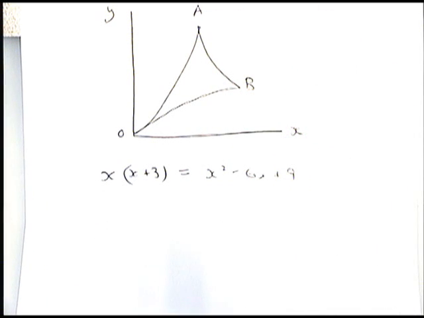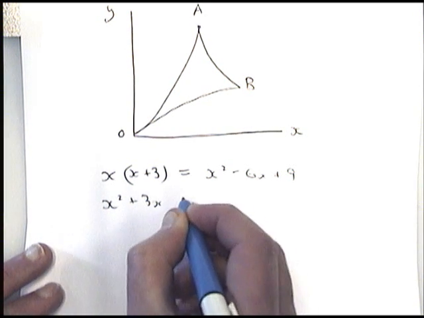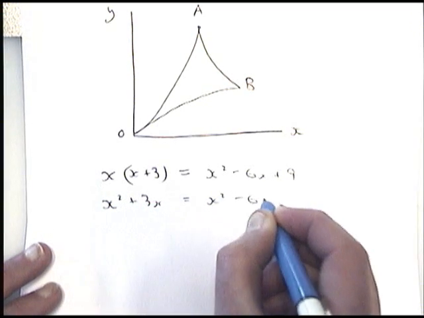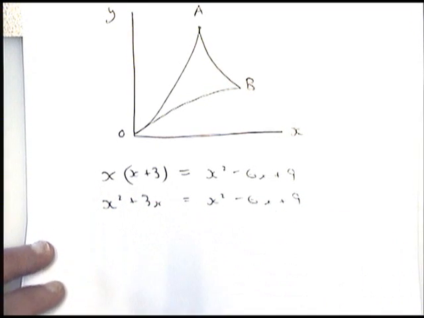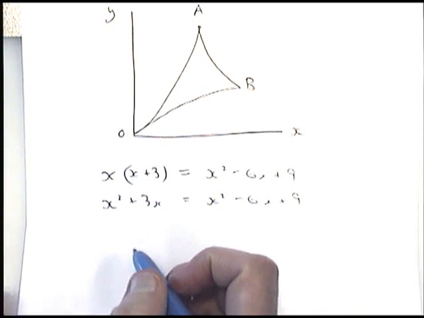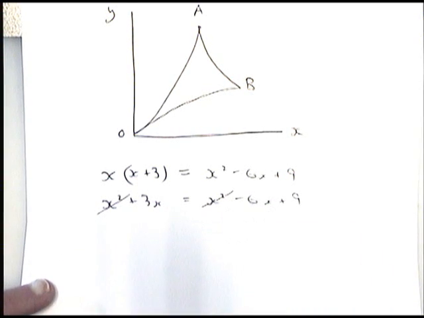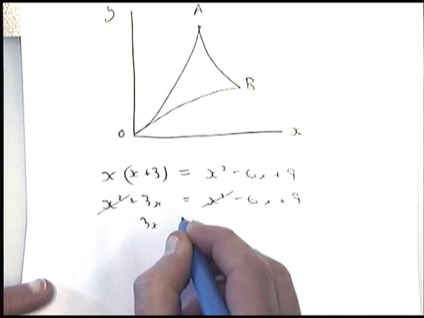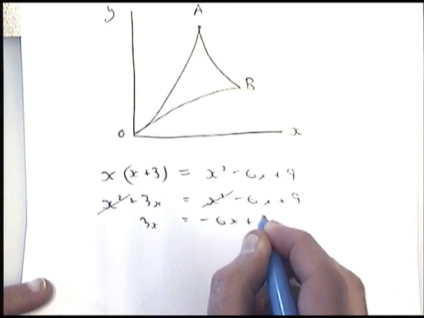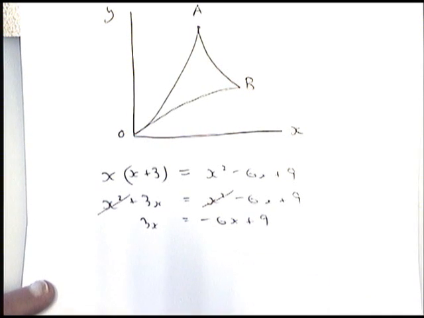And now what I've got to do is solve this equation. If I multiply out on the left-hand side, I get x squared plus 3x. Whenever you get a quadratic equation, you want to try and make it equal 0. But let's have a look. Is this a quadratic? I can take x squared off both sides straight away. If I take x squared off both sides, I'm left with 3x equals minus 6x plus 9. So actually, when I solve this, I don't get a quadratic. I just need to solve the equation here.